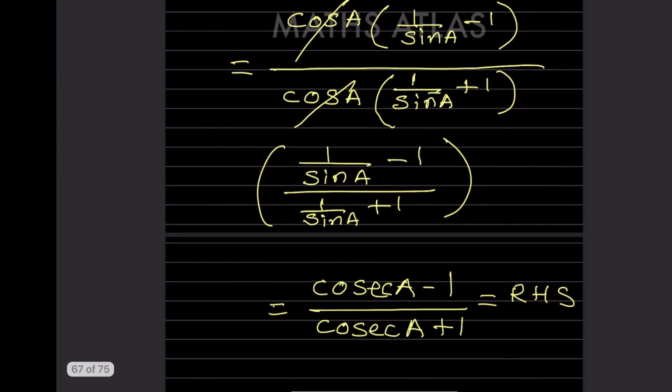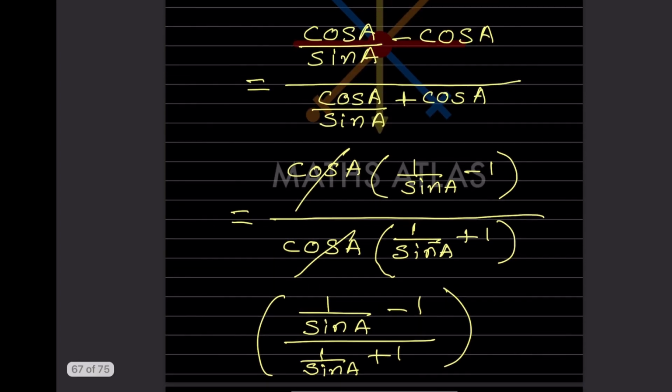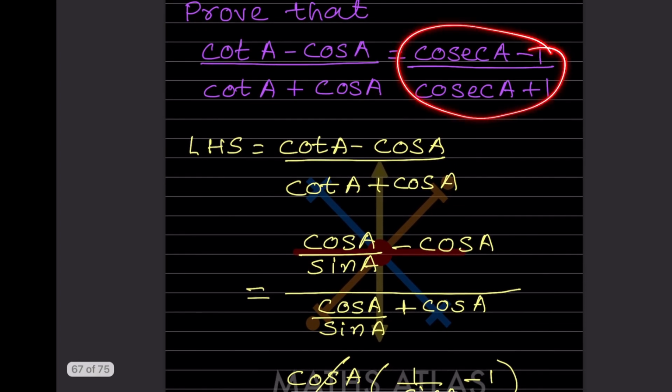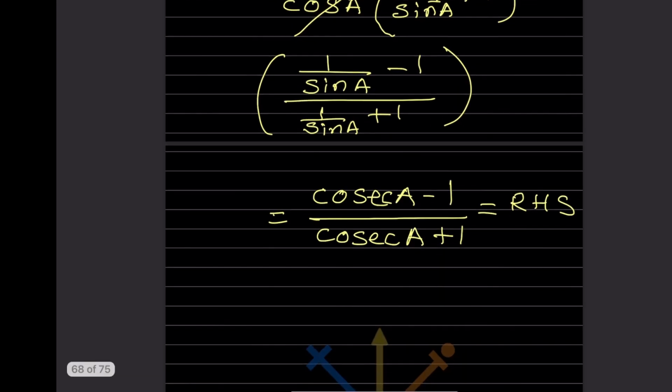So now we can write here 1 by sine A is cosec A and this minus 1 as it is. Again here 1 by sine A will be cosec A and this plus 1 as it is. And this is the right hand side that we want. Can you see this is the right hand side? So that means LHS is equal to RHS. So that is proved.